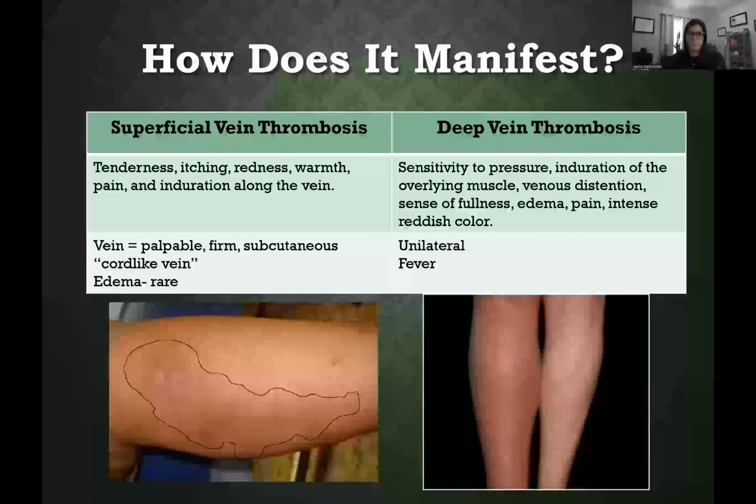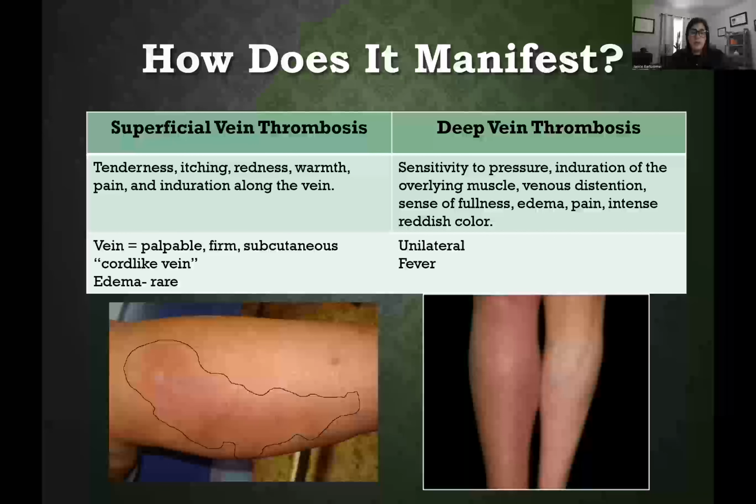Now, we do have superficial vein thrombosis and deep vein thrombosis. The superficial, just like this picture, you can see it on the skin, has this tenderness, itching, redness, warmth, and induration along the vein. Usually feels like a palpable, firm, cord-like vein, and has edema rare, okay? They could swell a little bit, but not too much.